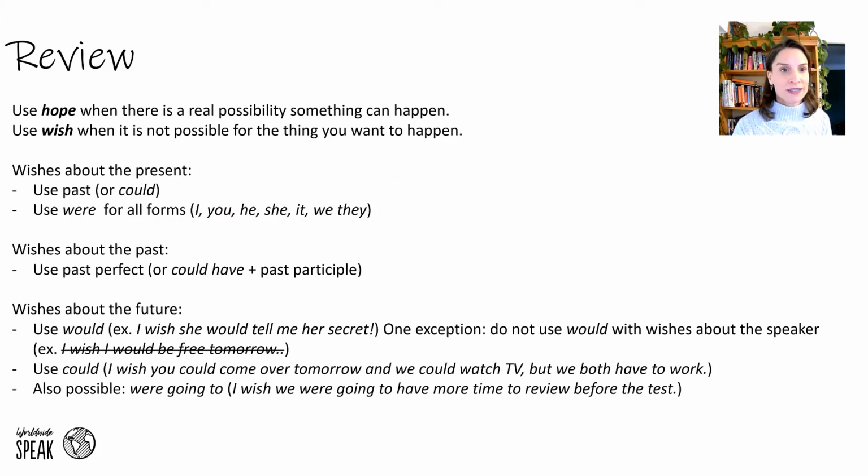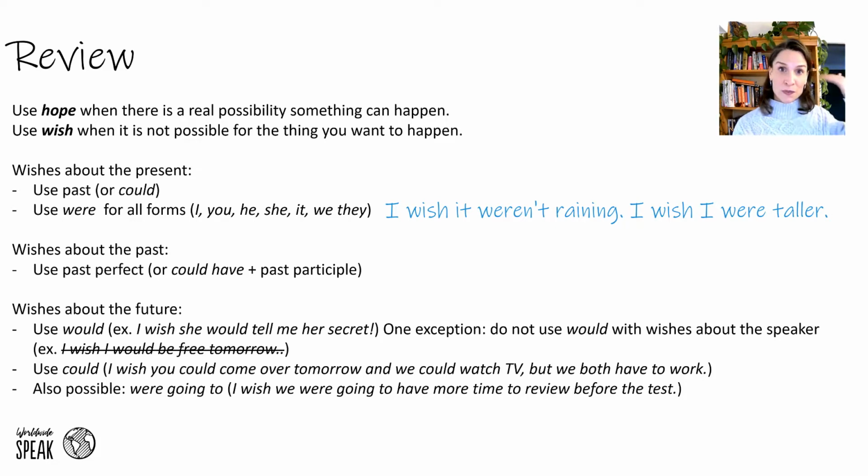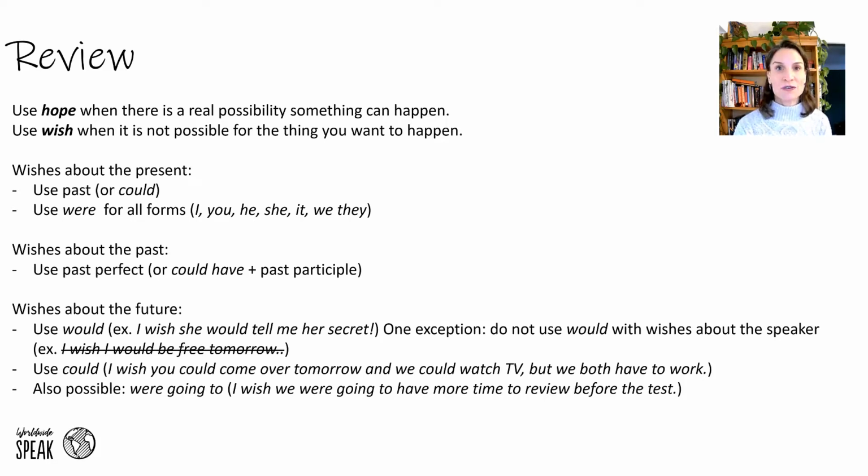Or we might use could, like, I wish I could dance very well. And also we're going to use were for all the forms, if the verb we need is the verb be. Like, I wish it weren't raining. Or I wish I were taller, something like that. When we're talking about the past and our wishes about the past, we're going to use past perfect. That's had or hadn't and the past participle. Or we might use could have and the past participle, like I wish you could have come.